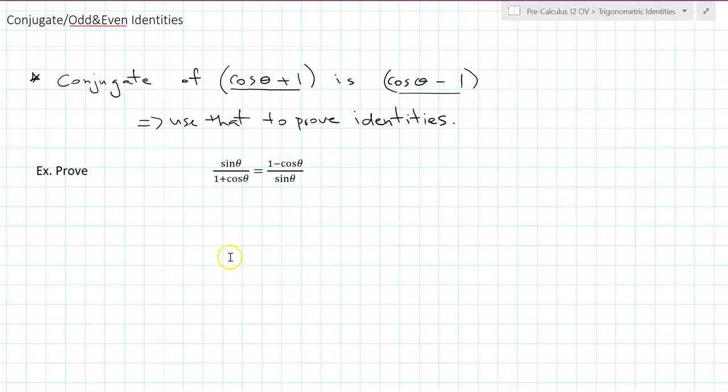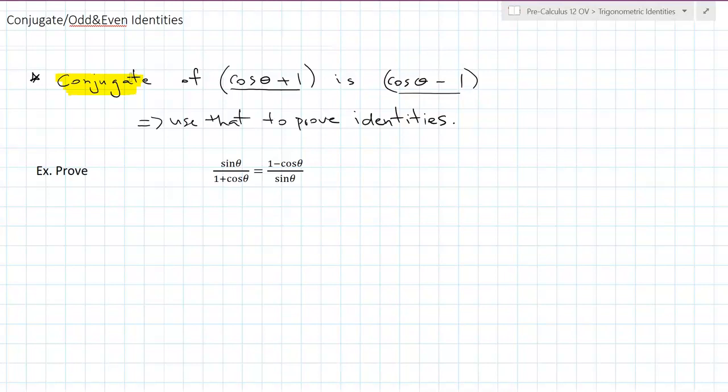Okay, so in this section, we're going to talk about the conjugate of the trig expression. We're going to use the conjugate as one of the tools to prove identities, and then we're going to deal with odd and even identities and a few other identities as well. All right. So the first thing, just a refresher, a conjugate applies to polynomials as well.